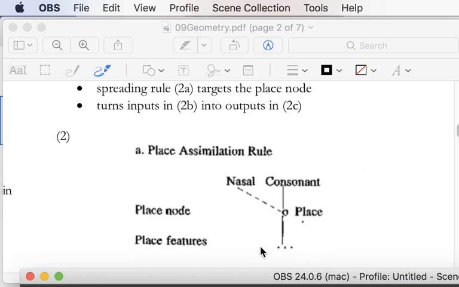The place features, coronal, labial, and dorsal, are going to be whatever they are down here. They're all going to be contained in this place node, and it's the place node itself that's spreading from a consonant to a preceding nasal. This is a spreading of place to a preceding nasal, and it's going to take whatever's underneath here along with it. Right? This is how place assimilation is going to work.